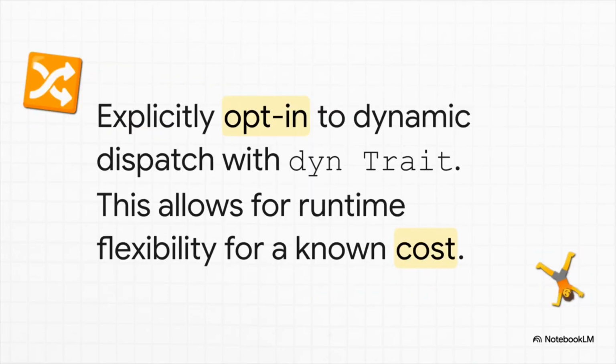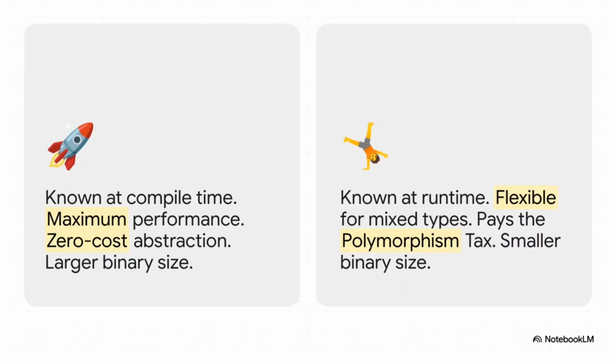Okay, but you might be thinking, what if I really do need that runtime flexibility? What if I need a list that holds a bunch of different shapes? Well, for those exact situations, Rust says, no problem. You can explicitly opt in to dynamic dispatch using the dyn keyword. This creates something called a trait object. And yeah, it uses a vtable, just like in other languages. The key here is that you are making a conscious choice. You're telling the compiler, yep, I know there's a cost here, and for this specific case, I'm willing to pay it. So let's put that choice side by side.